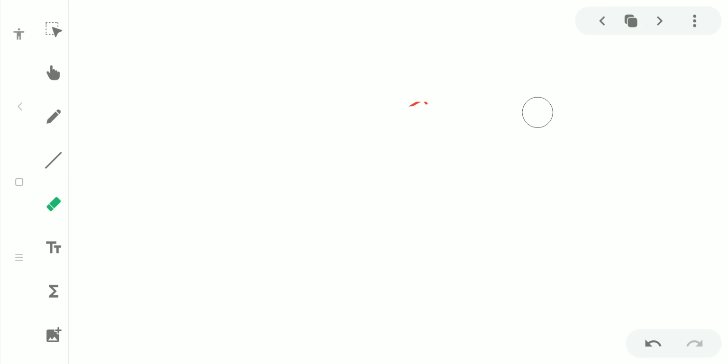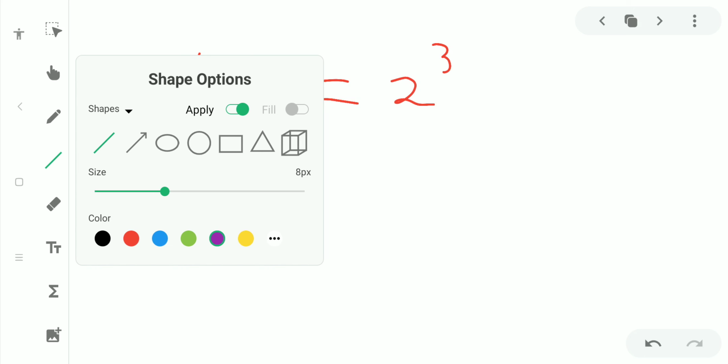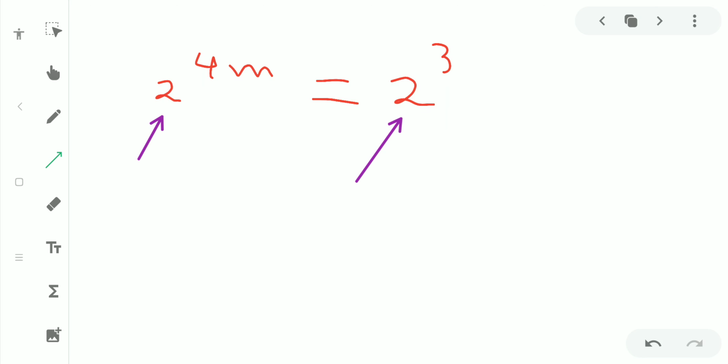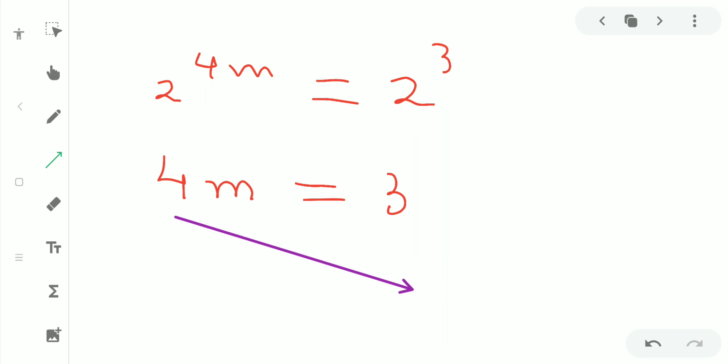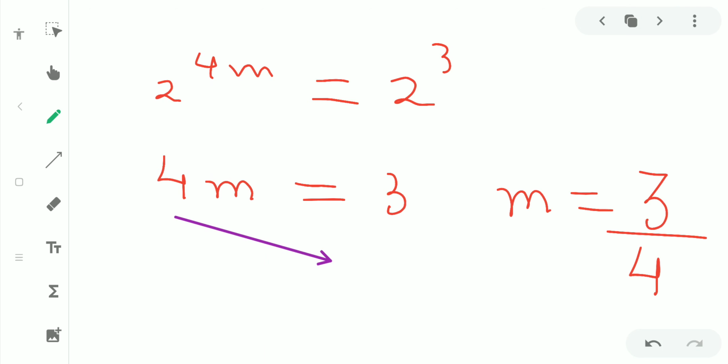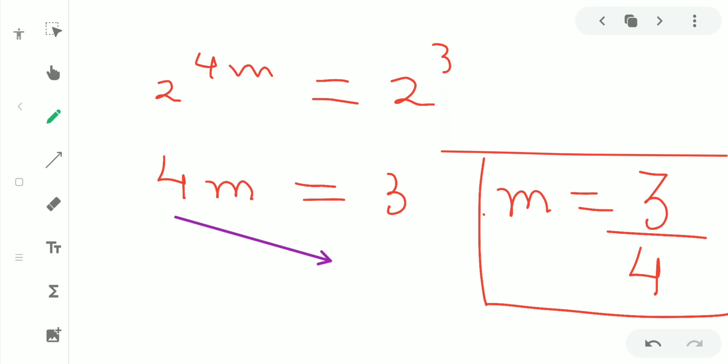Then you know what is the value of 8. 8 is nothing but 2 cube, 2 2s are 4 and 4 2s are 8. You will get 2 cube. And now we can apply the statement, that is when bases are equal, powers are equated. So we will get 4m is equal to 3, on transposing 4 onto RHS, we will get m is equal to 3 by 4. So we got the value of m.